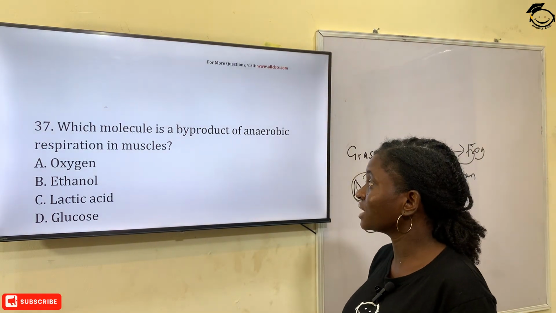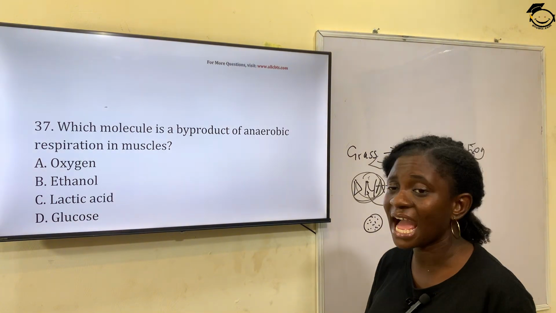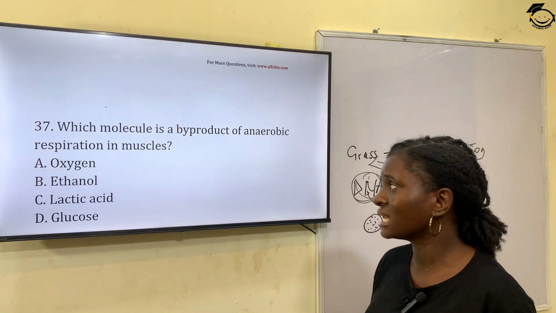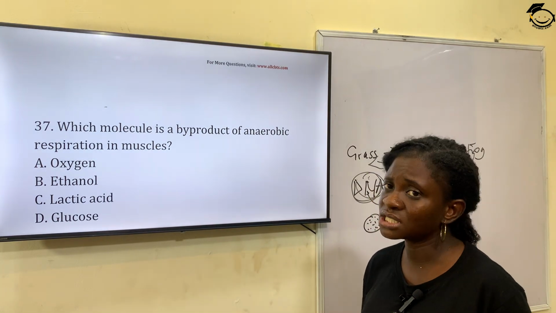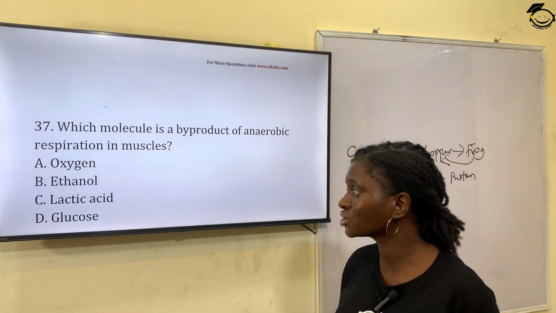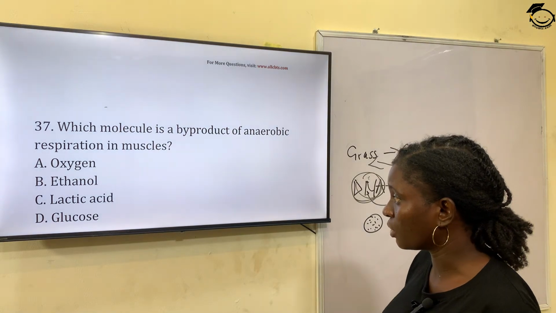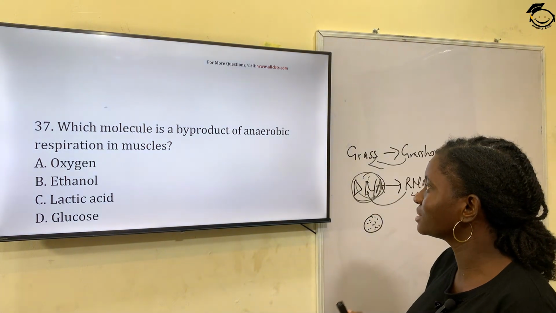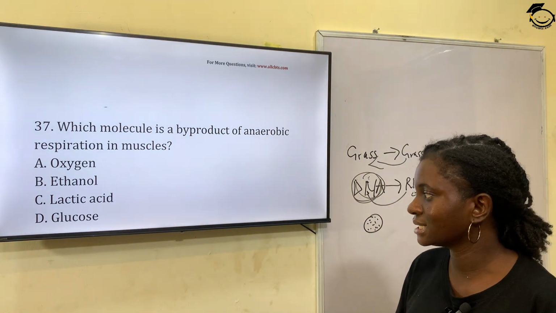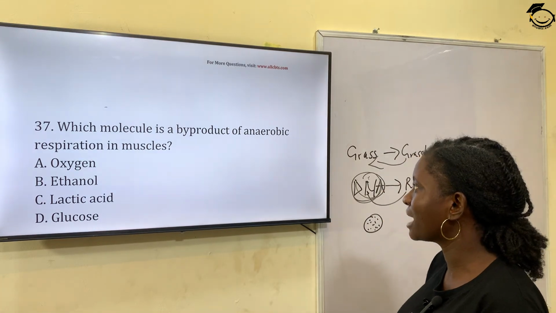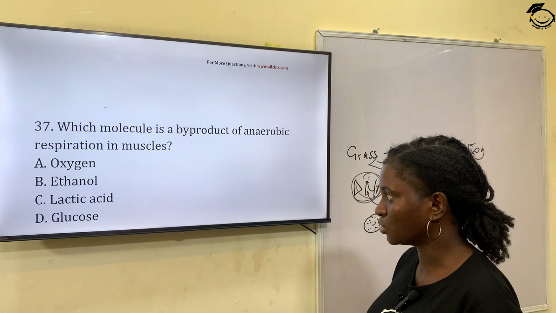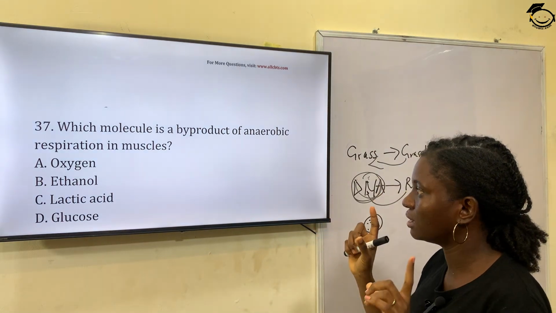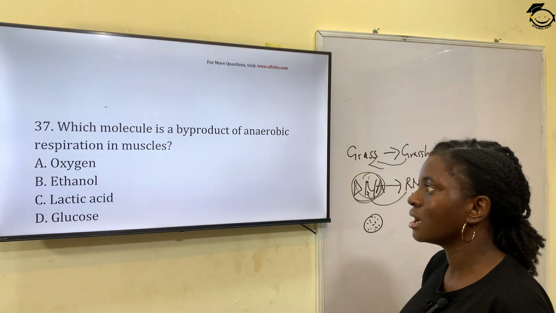Question 37. Which molecule is a byproduct of anaerobic respiration in muscles? Option A, oxygen. Anaerobic means absence of oxygen. So oxygen does not fit this question. Option B, ethanol. Option C, lactic acid. Option D, glucose. So the correct answer to this question is lactic acid. It is a byproduct of anaerobic respiration in the muscle, while glucose is just the building material, while the lactic acid is the byproduct.